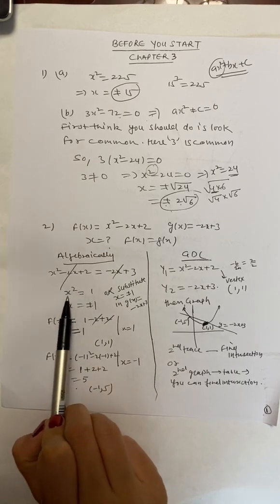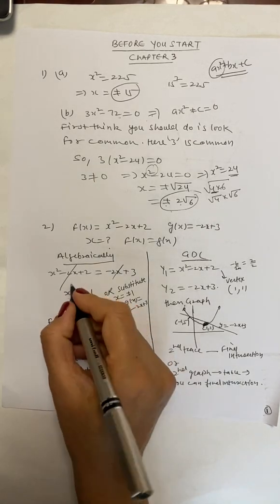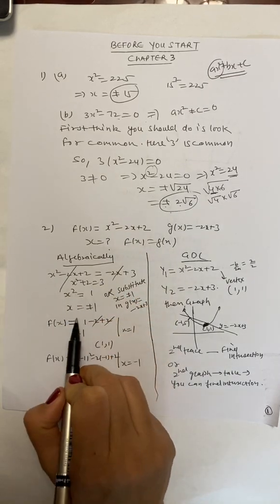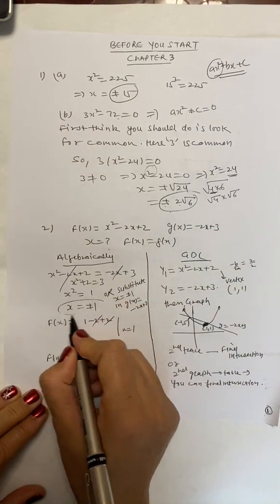and then you can see negative 2x and negative 2x will cancel out. Here you will have x squared plus 2, which is equal to 3. So x squared is equal to 1, and you get x is equal to plus minus 1.